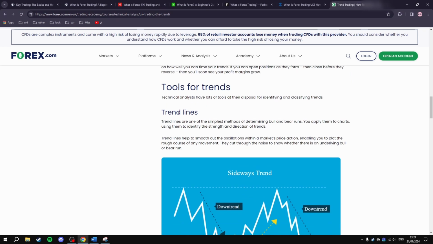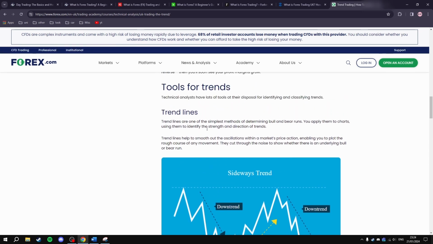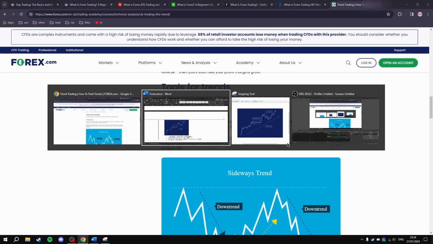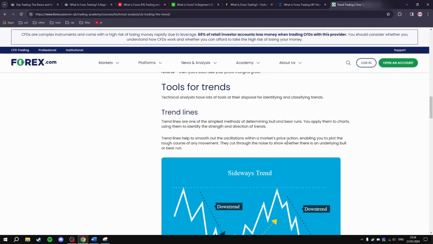Tools for trends. Technical analysts have lots of tools at their disposal for identifying and classifying trends. Trend lines. Trend lines are one of the simplest methods of determining bull and bear runs. The simplest. You apply them to charts, using them to identify the strength and direction of trends.